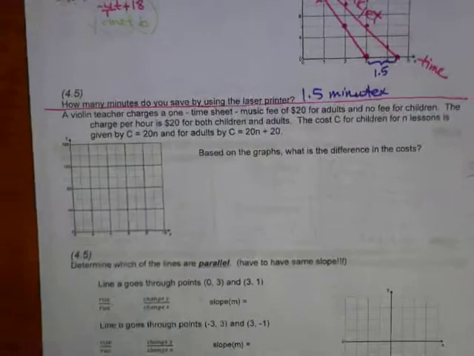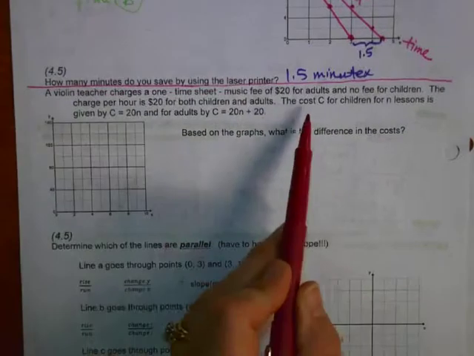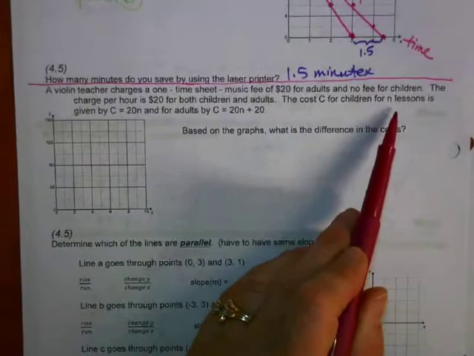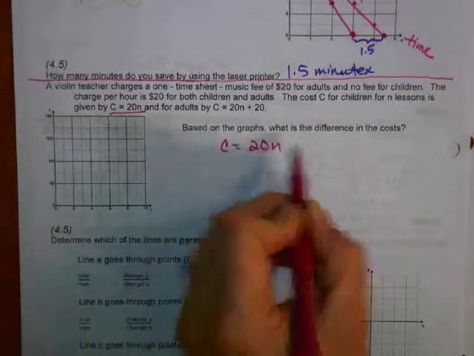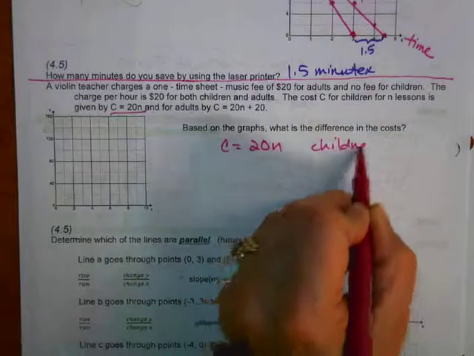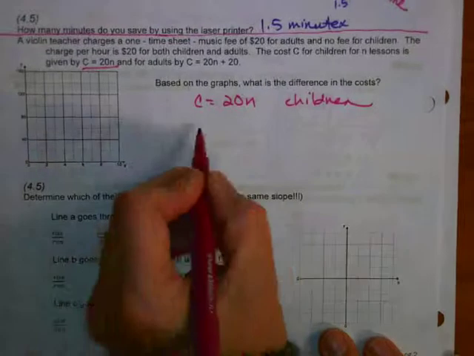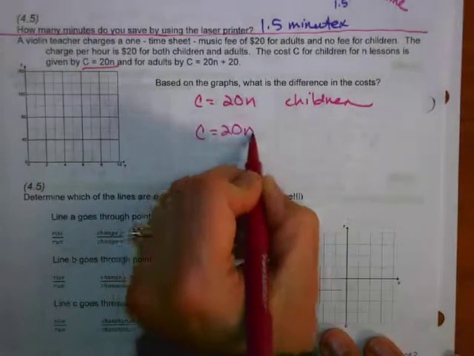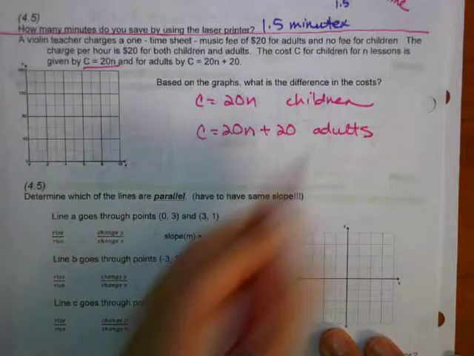All right, here we go. Another example. A violin teacher charges a one-time sheet music fee of $20 for adults and no fee for children. The charge per hour is $20 for both children and adults. The cost C for children for N lessons is this. So I'm going to write this down here. That's for children. For adults, it's still $20 an hour, but adults have to pay a $20 flat fee.